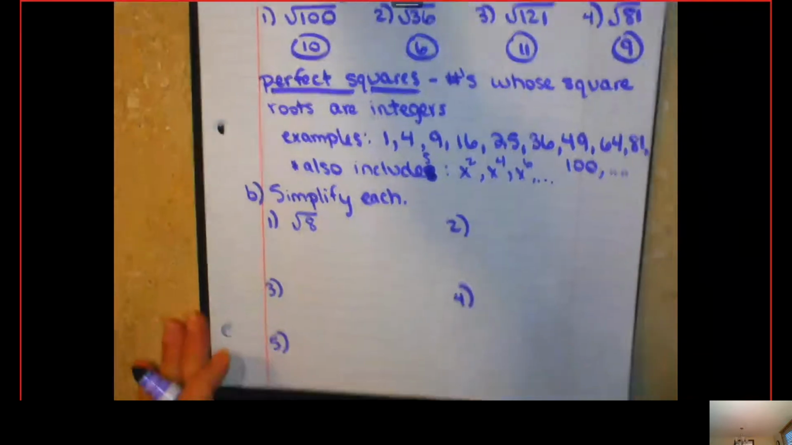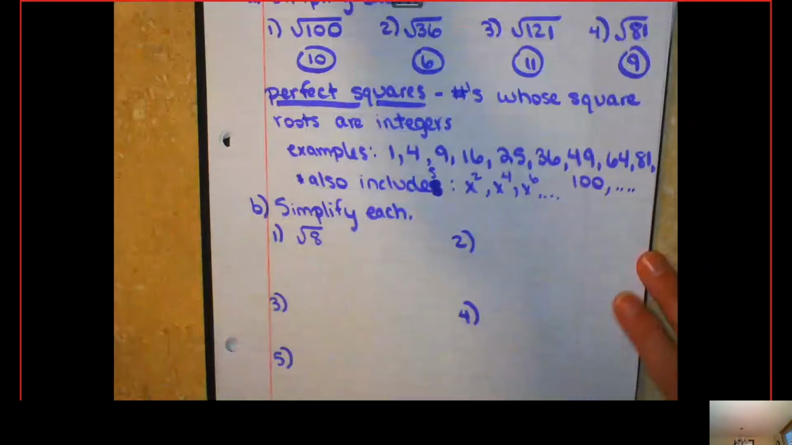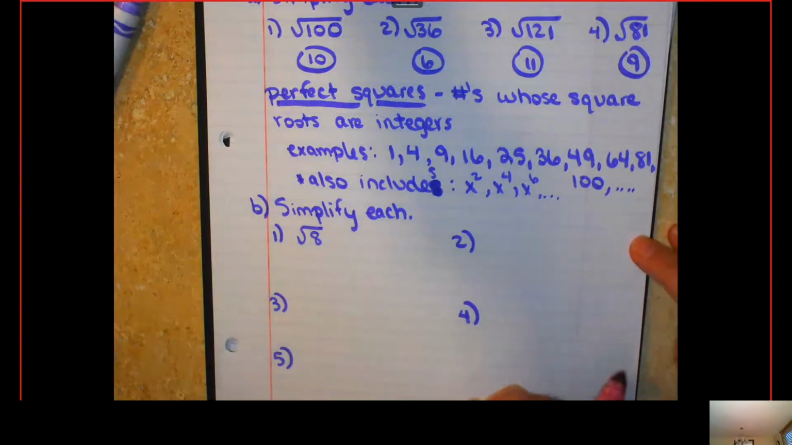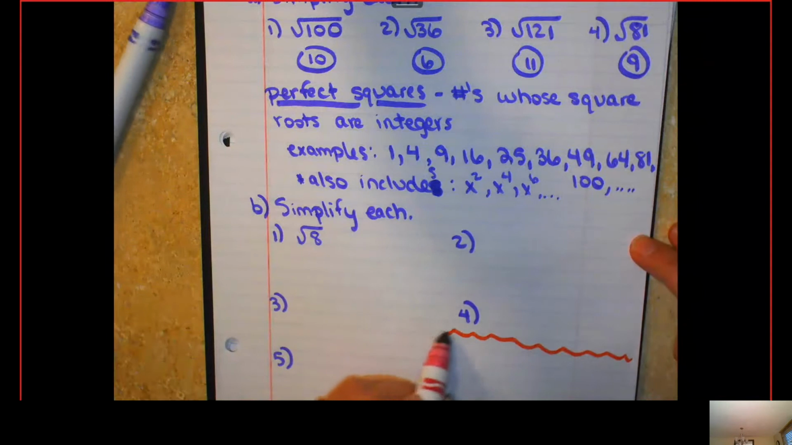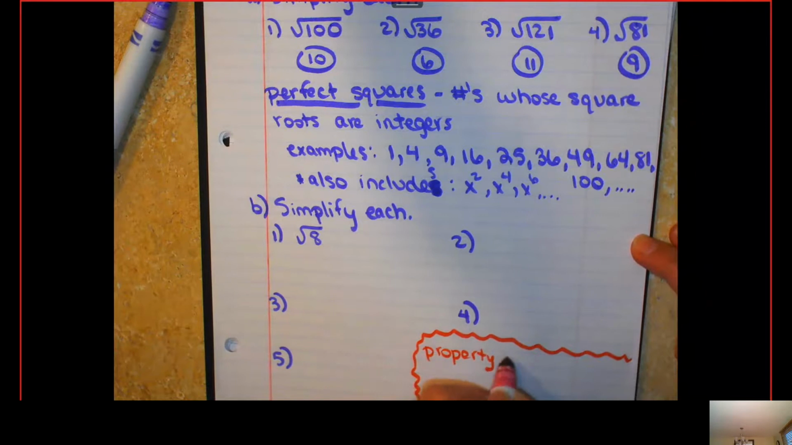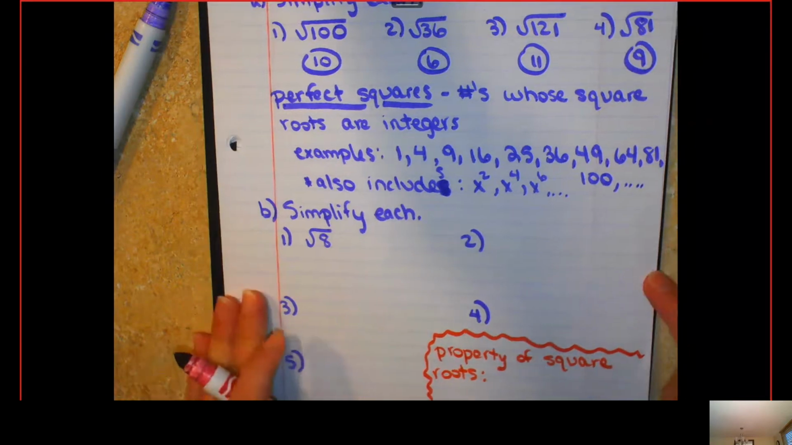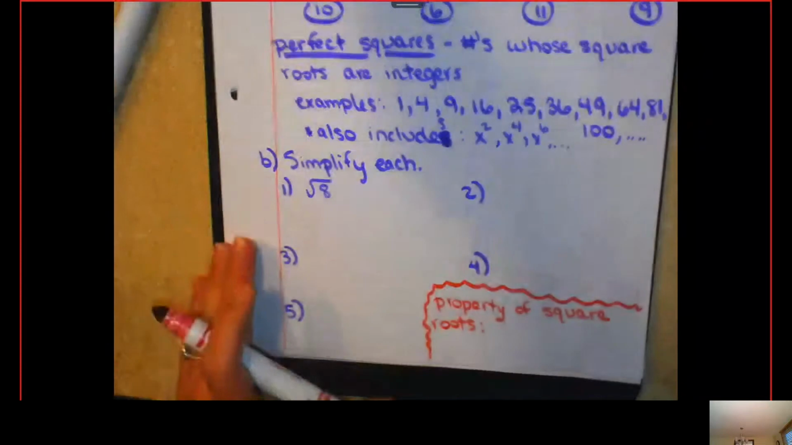I want to put in the corner, which I could have put probably in the beginning, but I'm going to throw it down here. Can you write a little bubble? And I'm going to write property of square roots. Property of square roots. And I should have put this right before example B, but I want to make sure I throw it in there also. So here's the property we're going to be using.